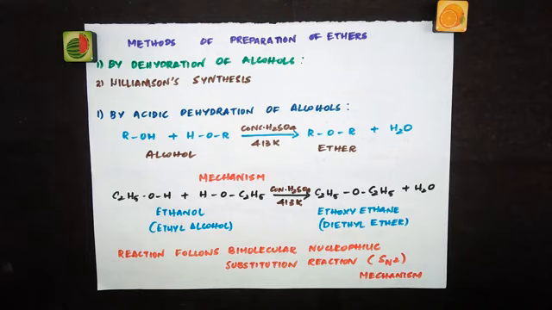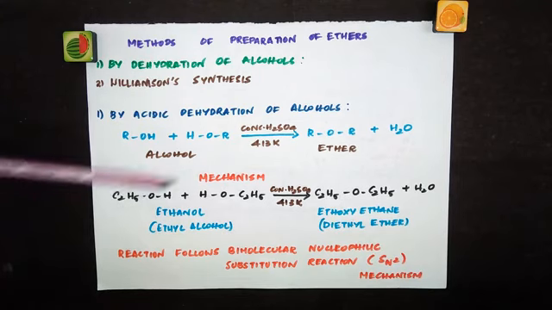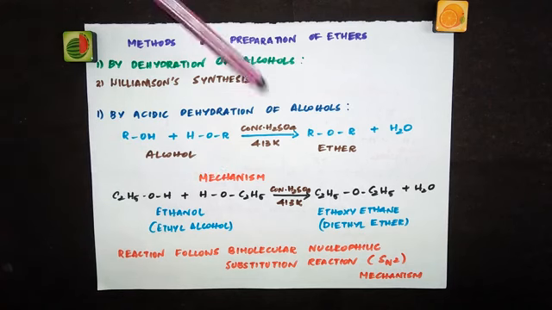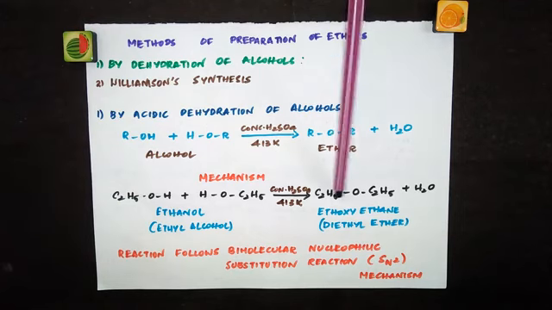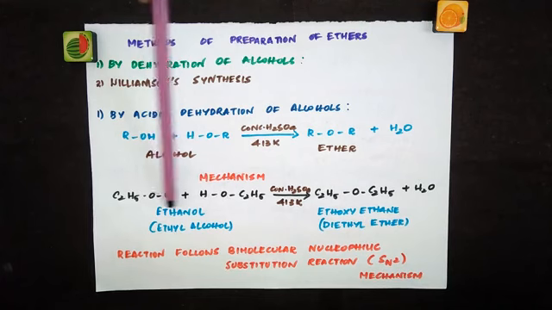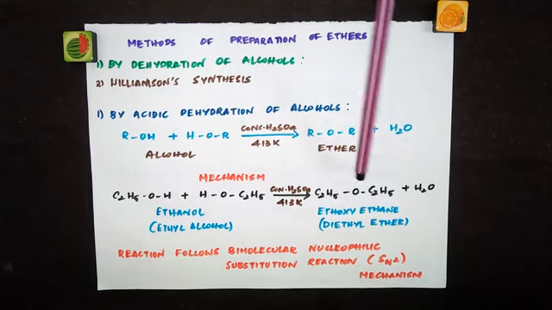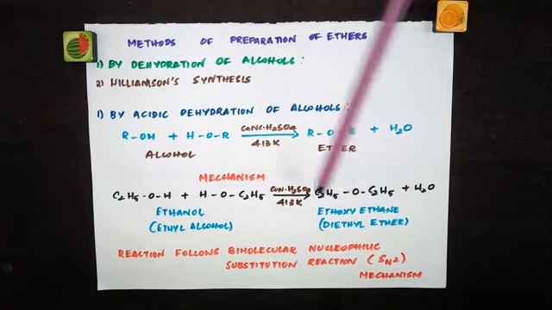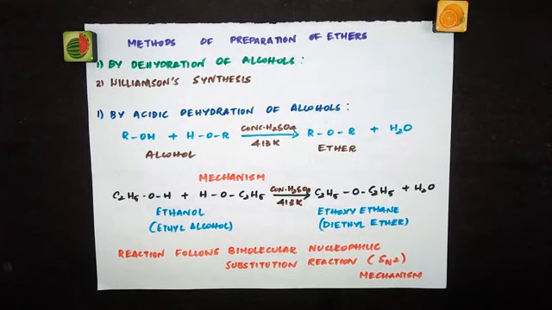Now let's see what is the mechanism followed in this reaction. Before that, let's take an example because I have written a general reaction here. So for alcohol, I am taking ethanol. We can call this ethyl alcohol. Two molecules of ethanol in the presence of concentrated sulfuric acid, and at 413 Kelvin, you are getting ethoxyethane. This H2O is removed. You are getting C2H5OC2H5, diethyl ether, plus H2O.